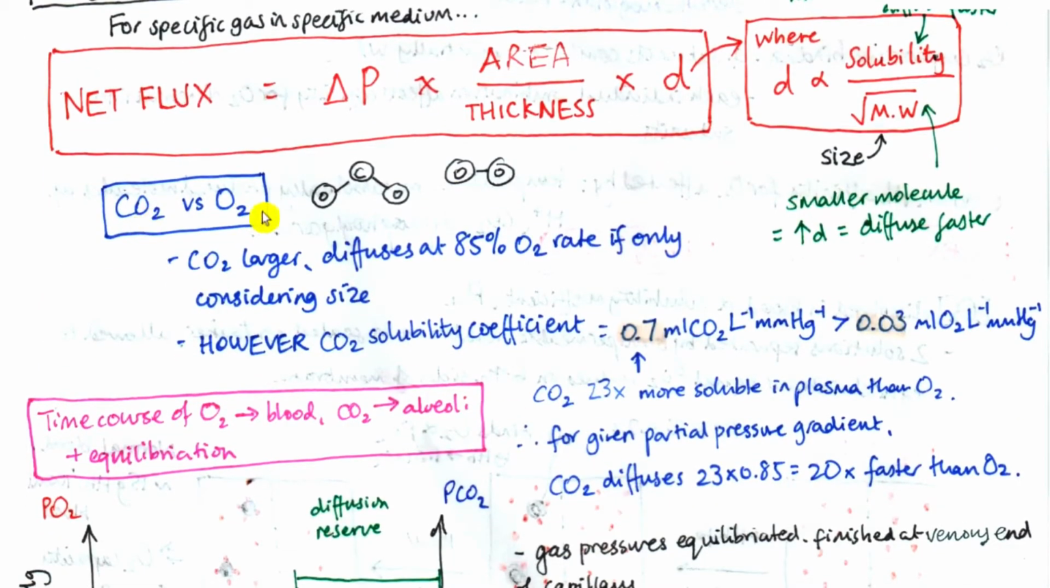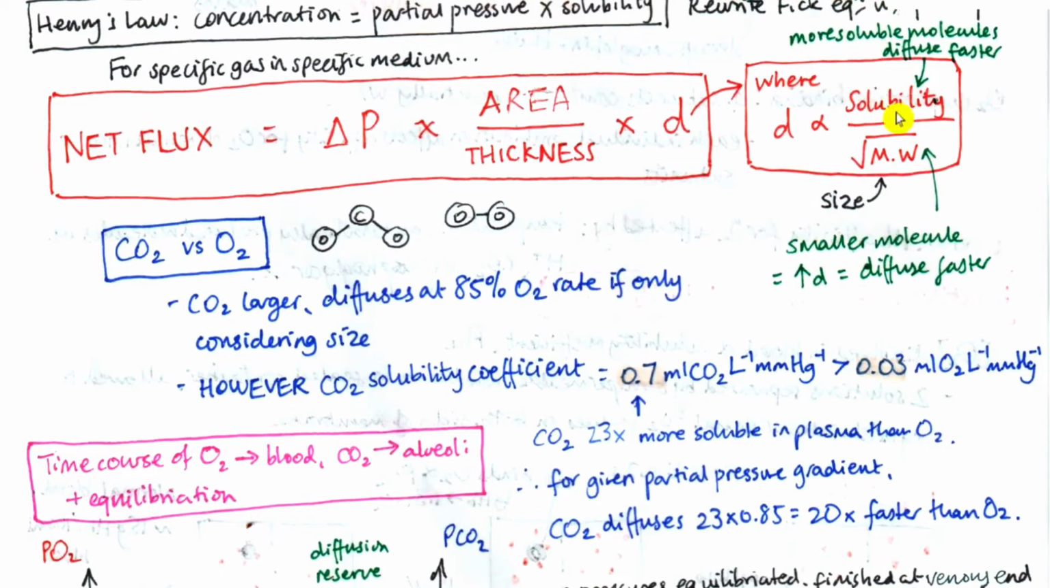Now, carbon dioxide versus oxygen, let's look at these properties of the two molecules that we're looking at. So carbon dioxide is obviously larger, it has a carbon and two oxygen molecules, whereas O2 is just two oxygen molecules bound together. So if we're looking at size only, then carbon dioxide diffuses at 85% of the rate of oxygen if we're considering size only.